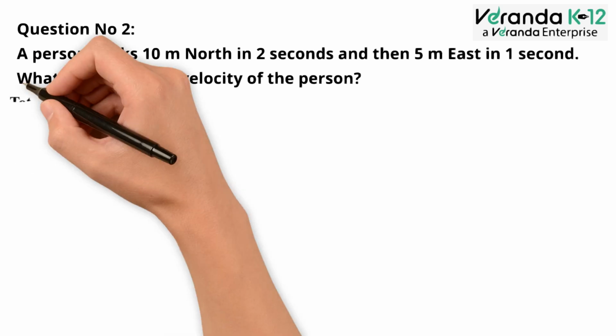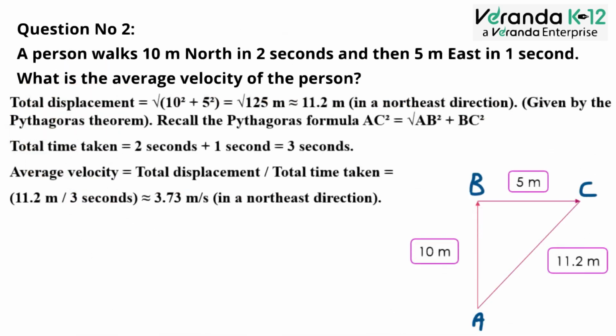Here goes the answer. You need to calculate the total displacement. So recall the Pythagoras theorem, AC square equals AB square plus BC square. You can also observe the adjacent diagram for clarity. Now the total displacement is given by root of 10 square plus 5 square, which is root 125, and the value amounts to 11.2 meters. You have to specify the direction as northeast direction because we are talking about displacement, and displacement is a vector quantity, as you all know.